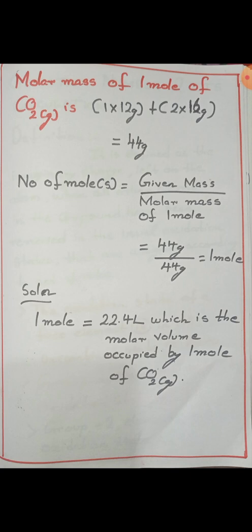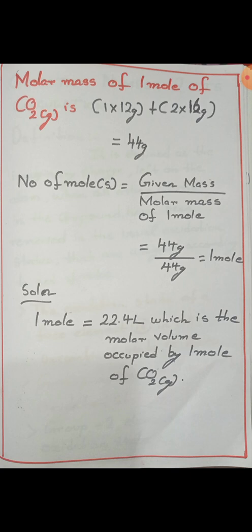As you are aware, 1 molecule of carbon dioxide contains 1 atom of carbon and 2 atoms of oxygen. Hence, 1 into 12 gram plus 2 into 16 gram, which equals 44 gram. So, molar mass of 1 mole of carbon dioxide is 44. 12 represents the atomic mass of carbon and 16 represents the atomic mass of oxygen. 1 represents the number of atoms of carbon and 2 represents the number of atoms of oxygen. So overall, molar mass of 1 mole of carbon dioxide equals 44 grams.